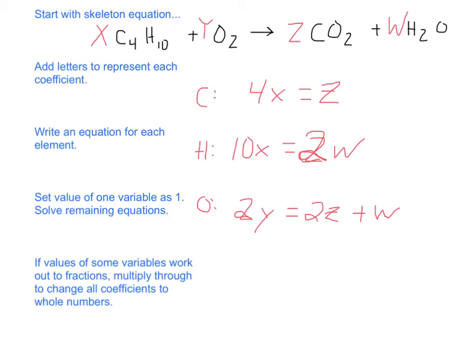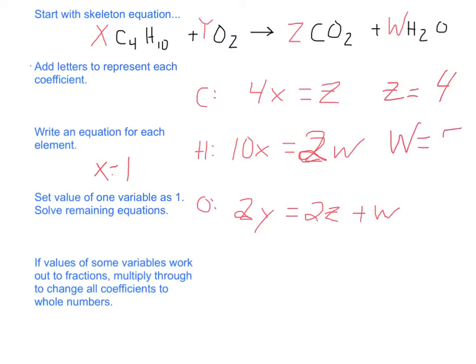So we're going to arbitrarily say x is 1 in this system, and then we go back. If x is 1, that means 4 equals z, so z is 4. We also know that now 2w equals 10x, so 2w equals 10. All right, 2w equals 10, so w solves out to be 5.